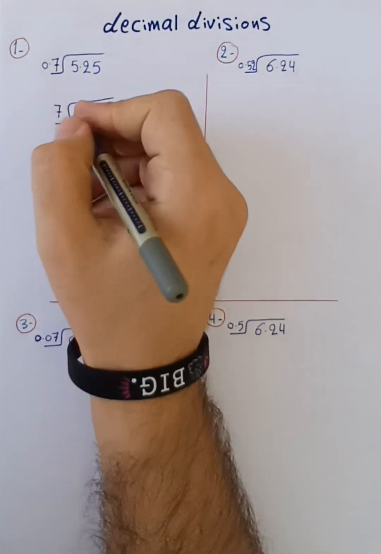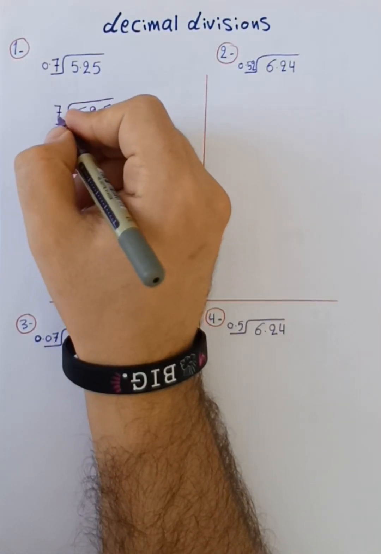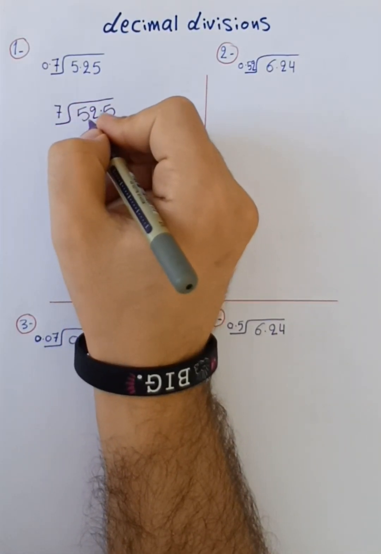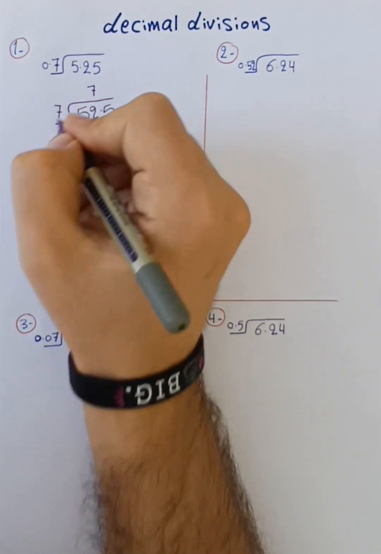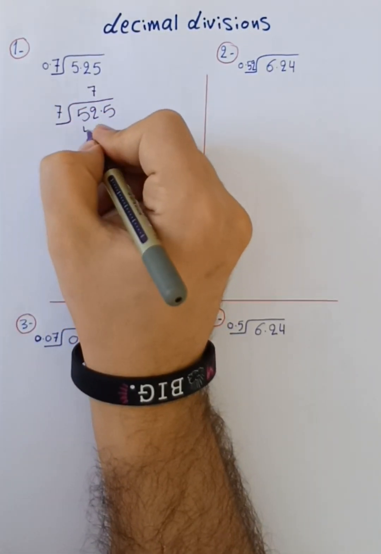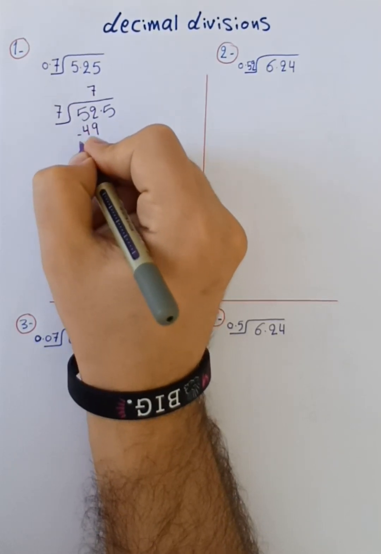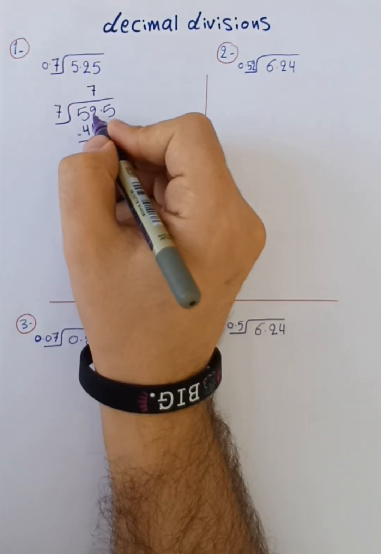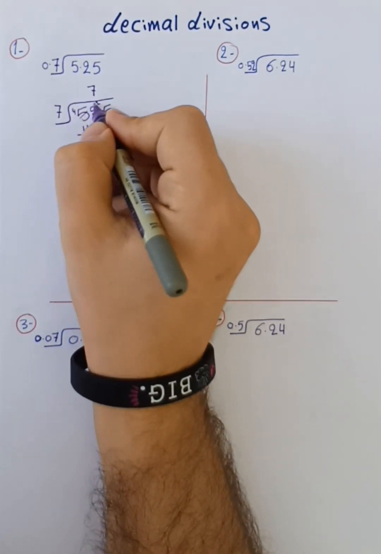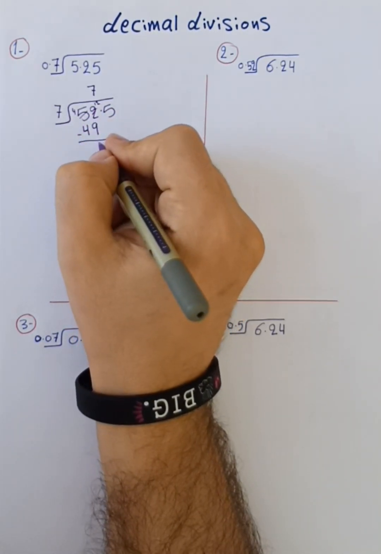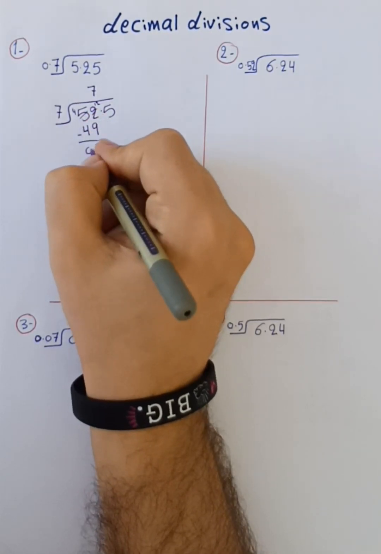Now we can divide. 5 divided by 7 you can't. You have to take these two numbers together. 52 divided by 7 is 7. 7 times 7 equals 49. And then you have to subtract this to become 12 and 5 becomes 4. 12 minus 9 is 3 and 4 minus 4 is 0.